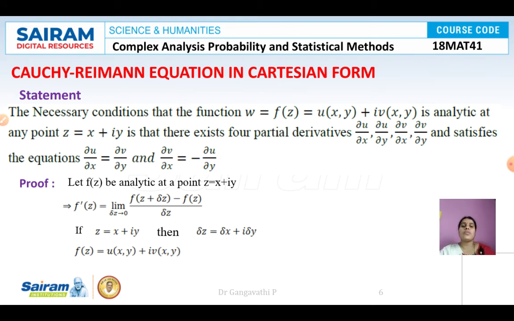Now we need to prove the result. What has been given to us in order to prove it? The given result is that f of z is analytic. The statement given in the problem is that f of z is analytic at z is equal to x plus iy, which is given to us.